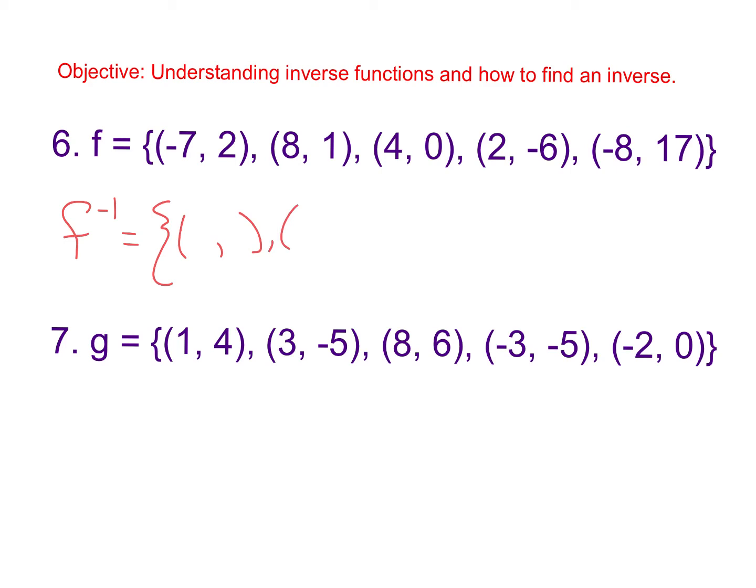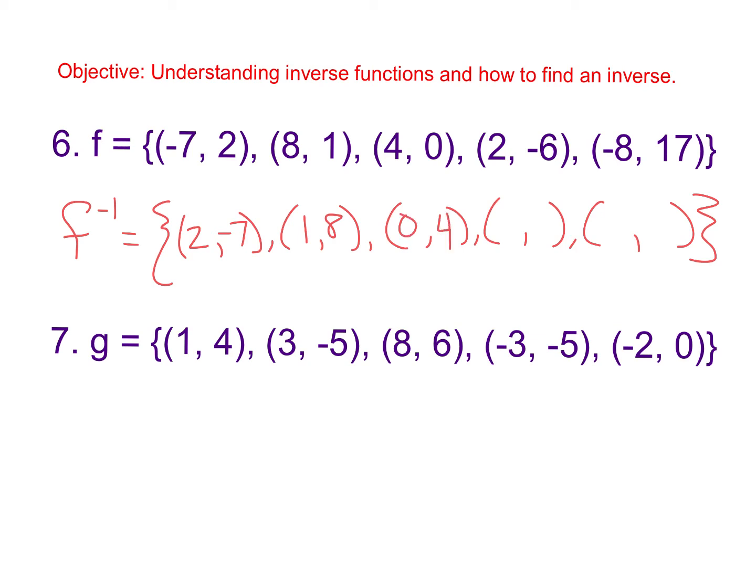So, what did we just say we do when we find an inverse? We just flip-flop our x's and our y's. So all I'm going to do is take each point and flip it. So -7, 2 becomes 2, -7. 8, 1 becomes 1, 8. 4, 0, 0, 4. 2, -6, -6, 2. And 17, -8. And we're done. That's it. Super simple. All right, so why don't you pause and do number 7 on your own.